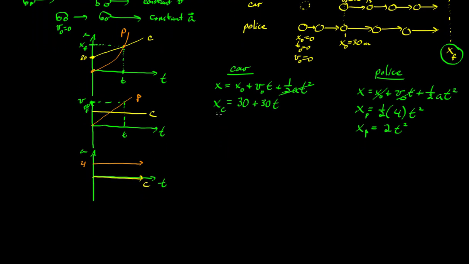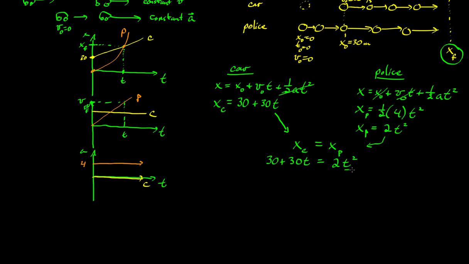So what I can say is that the position of the car has to be equal to the position of the police, and that's when they catch them. And now we'll just substitute. So we'll put this one in there and this one in there. So we get 30 plus 30t equals 2t squared.